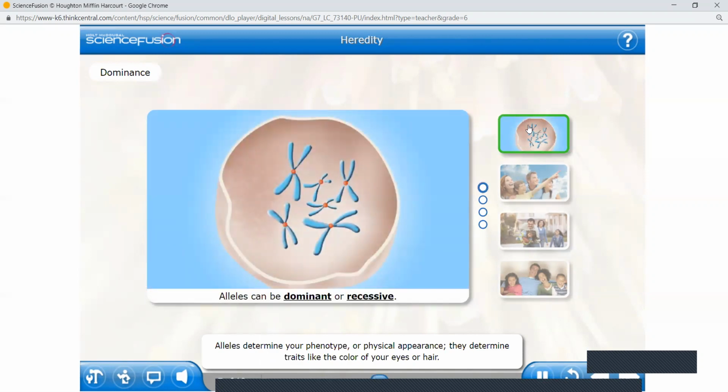Alleles determine your phenotype, or physical appearance. They determine traits like the color of your eyes or hair. Alleles can be dominant or recessive, but there are also varying degrees of dominance: complete, codominant, and incomplete.